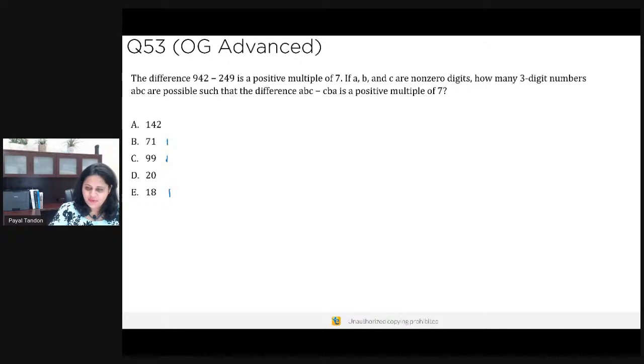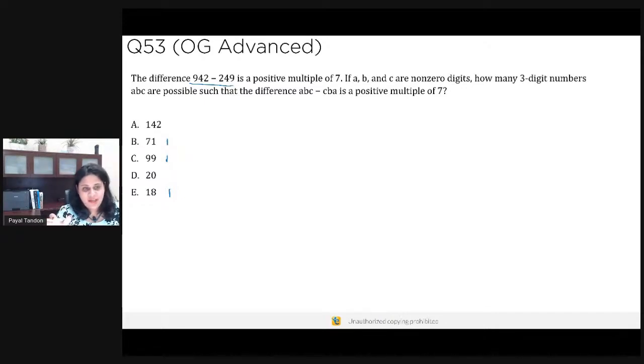All right, so let's solve this question. What we have to do over here is the difference 942 minus 249. First of all, tell me, how many of you calculated this difference? Tell me if you calculated what 942 minus 249 is. Okay, Stefan did, Webber did not. There was no reason to calculate this. Why? Because this is simply a representation that the author of the question has provided.